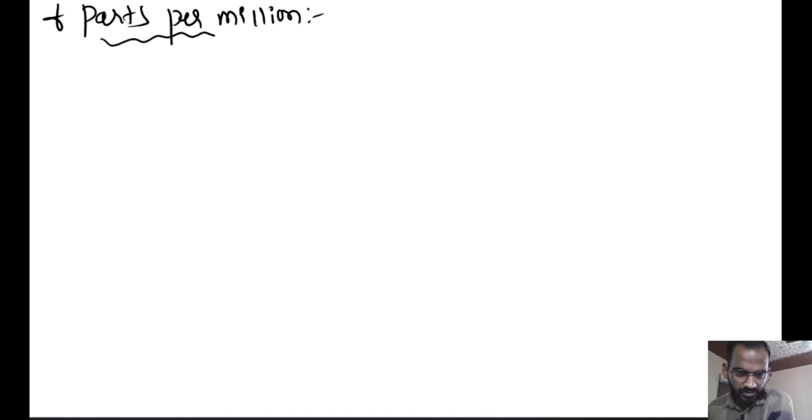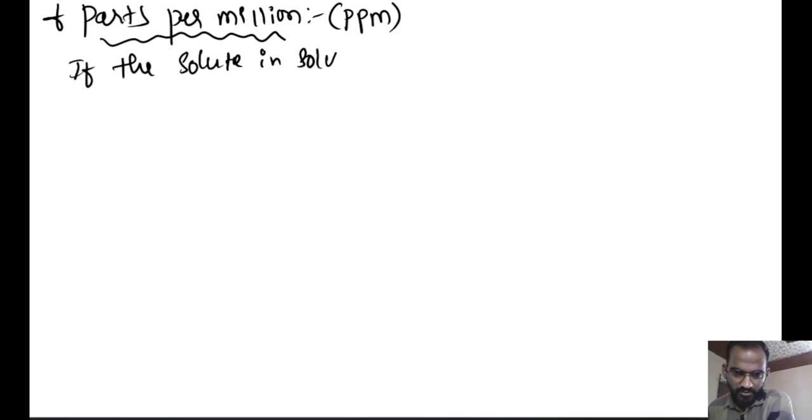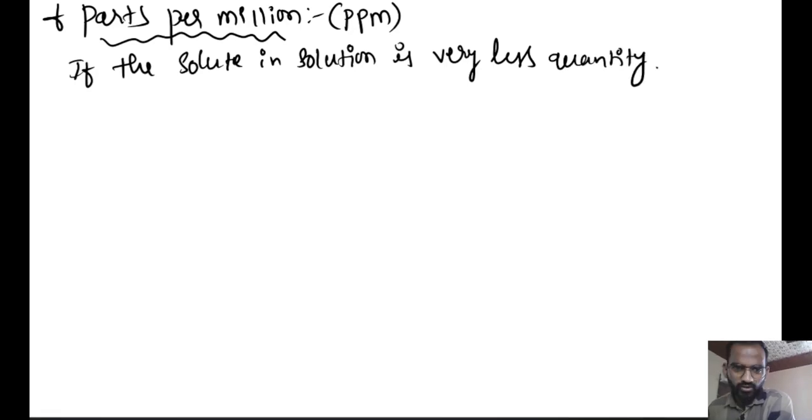So what is parts per million? Shortly it is also called ppm. When we use this concentration term, parts per million, is when the solute in solution is in very less quantity. Then we use this term, parts per million.